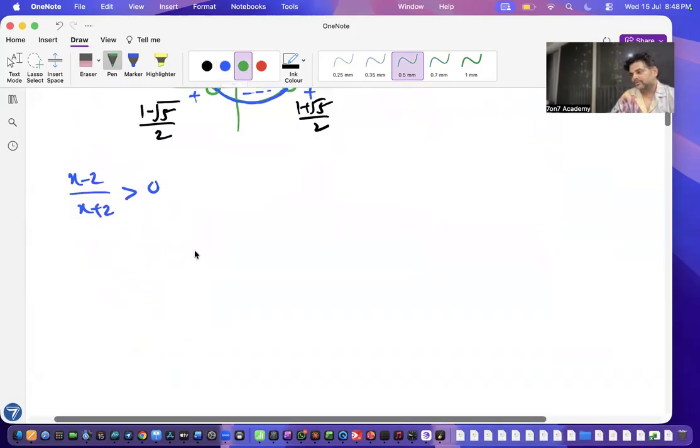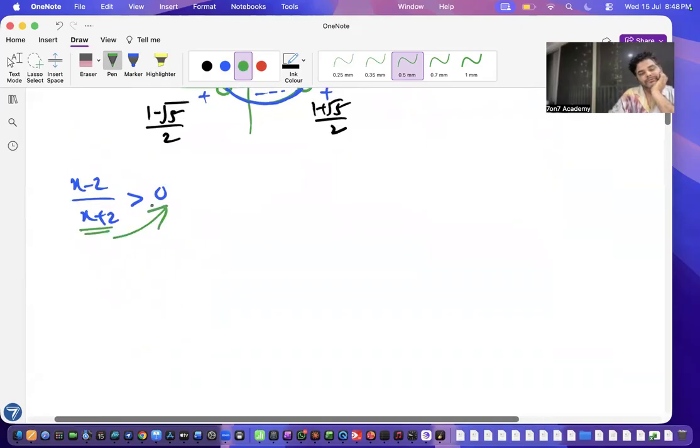Why can't you take it? Tell me. Because it can be a minus value, and if it is negative, then you have to flip the inequality. So it can be a minus value and it can flip as well. So don't we multiply both sides by x plus 2? That is perfect. You multiply the same thing to make the sign positive.